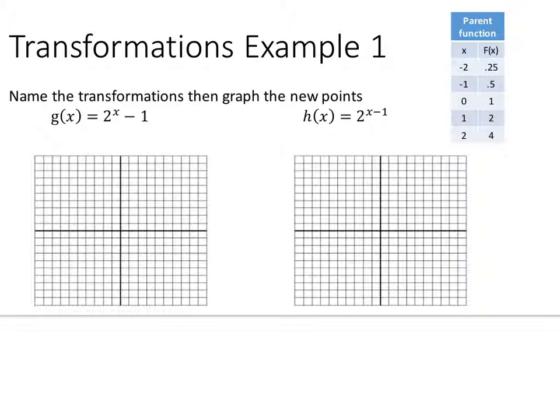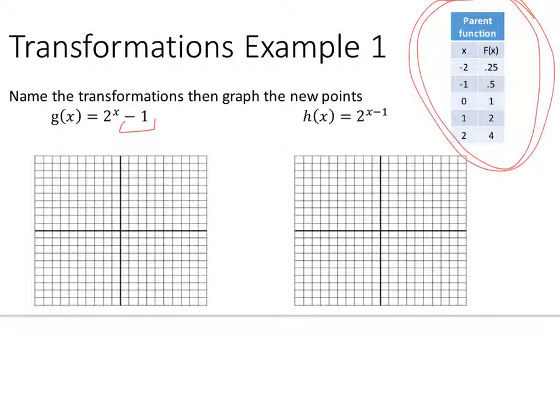So what we need to do here, if you see up top, I copied in the parent function table. So I need to take these points and transform them according to these transformations. So the directions say name the transformations, then graph the new points. Well, 2 to the x, remember that was my parent function, so the only thing I added onto here is this -1. That is down off of the exponent, so it's not h. This is going to be my k value. So if k is -1, that means I'm going to shift down 1.